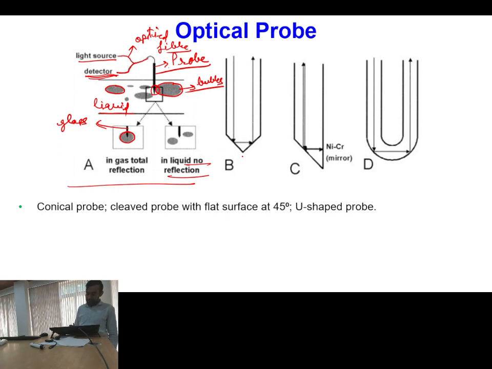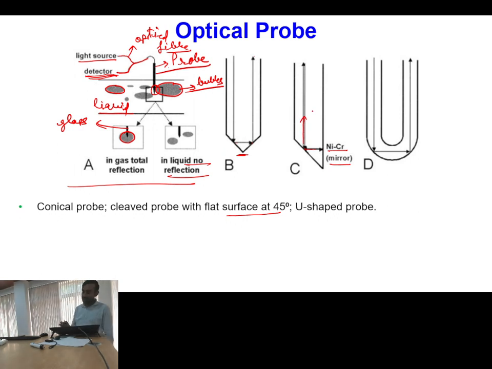So one of the shapes typically is the conical shape. So here if the shape is conical, then this is the incident ray, and then it is reflecting like this and going back like this. And if your shape is a cleaved probe with a flat surface at 45 degrees, then you will be having the incident ray coming something like this. It will be reflected from here. Then at this point we will be having a nickel chromium coating which will act as a mirror, and this will again reflect the wave back to this, and almost it will follow the same path. The reflected wave will also follow the same path.